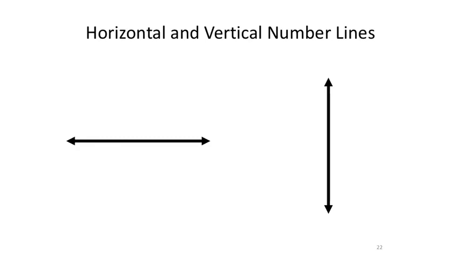This is kind of a review of stuff that you've seen already. Now, graphs, though, are made up of horizontal and vertical number lines. Horizontal, of course, left and right. Vertical, straight up and down.